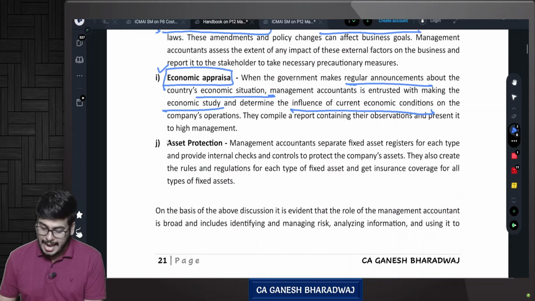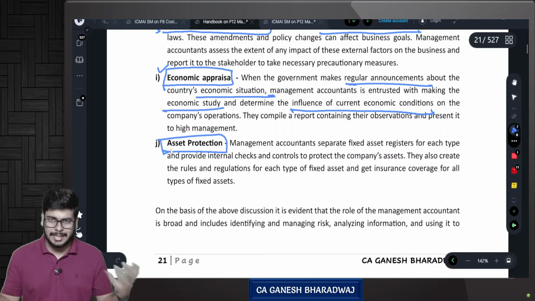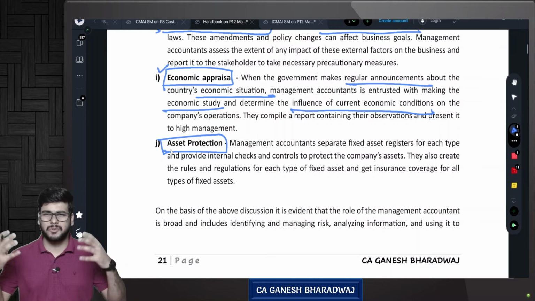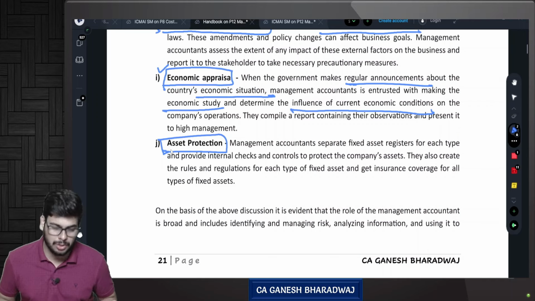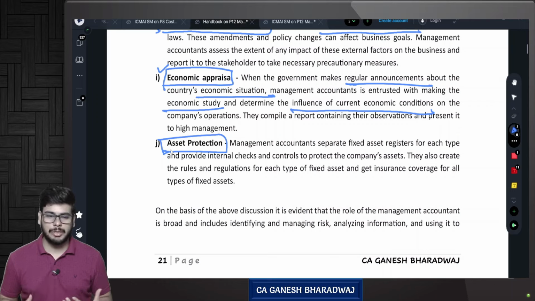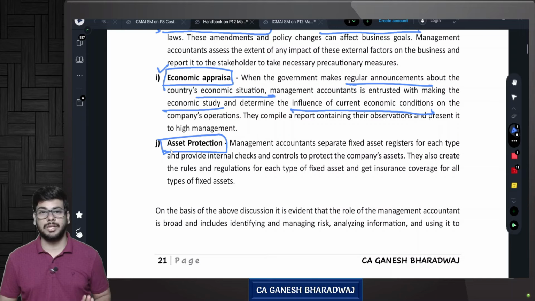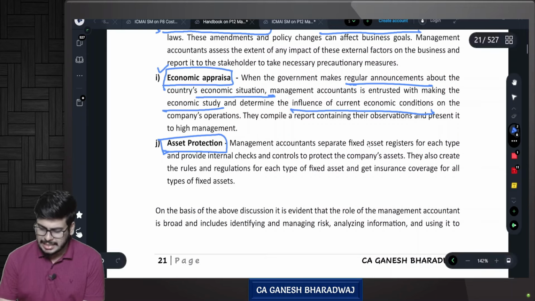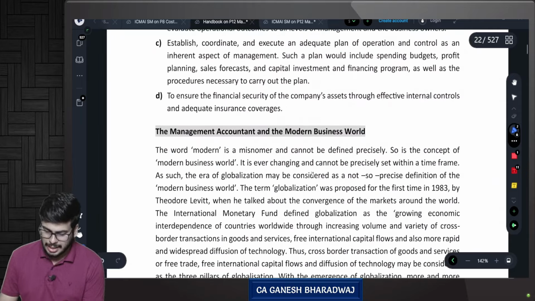Economic appraisal, asset protection, obviously. A company is made up of what? Assets, right? You have so many machineries, buildings, whatever it is. At the end of the day, it is also the responsibility, not an exclusive responsibility, of the management accountant to ensure that all the assets are properly and effectively used for the best interest of the organization. So theoretically, they have mentioned all these things. Separate fixed asset registers for each type are maintained, and proper internal checks and controls to protect the company's assets. All these things have been mentioned here. Clear with this? Yes, fine.